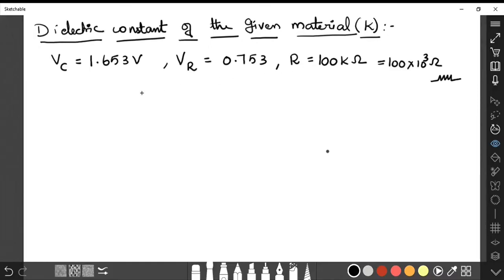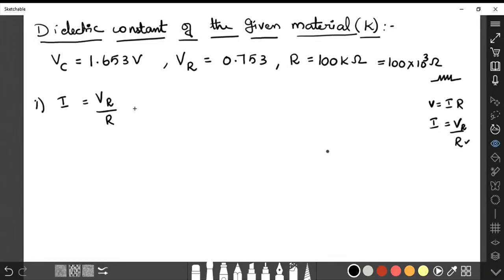So what is the first calculation? We are going to find the current value. I is equal to VR divided by R. This formula we got from Ohm's law, V is equal to IR. So I is equal to V by R. Now this V is representing VR, that is, the voltage across the resistor, because this R is the same resistor. That is the reason we consider VR by R.